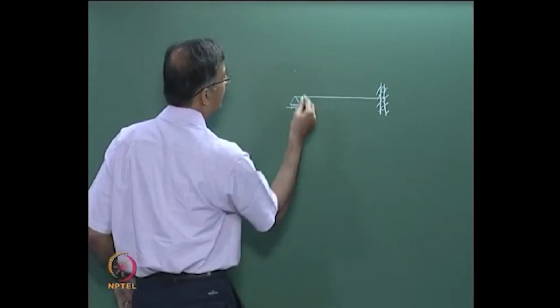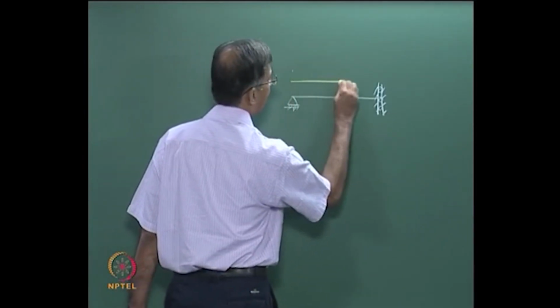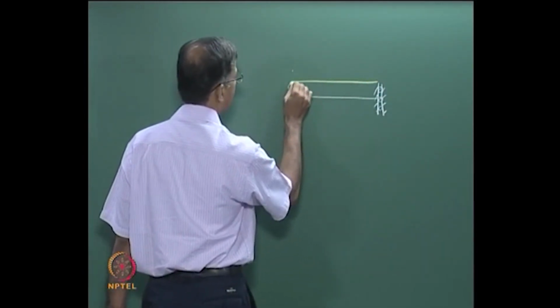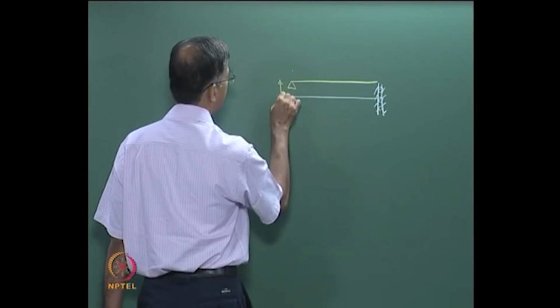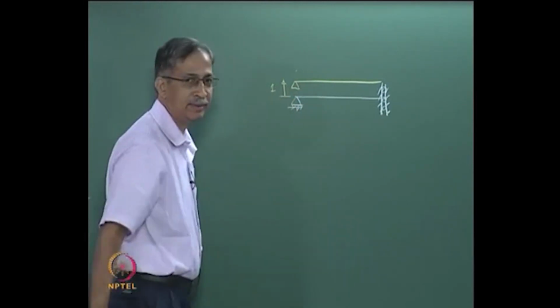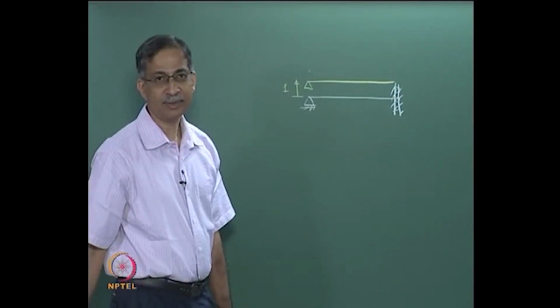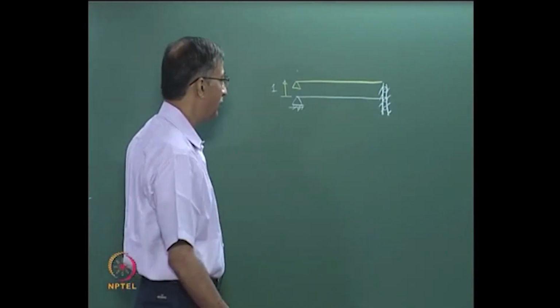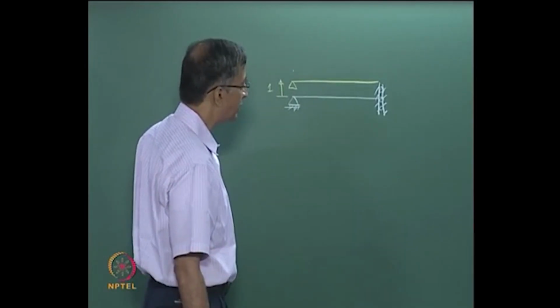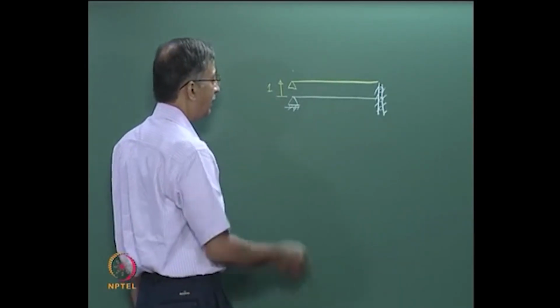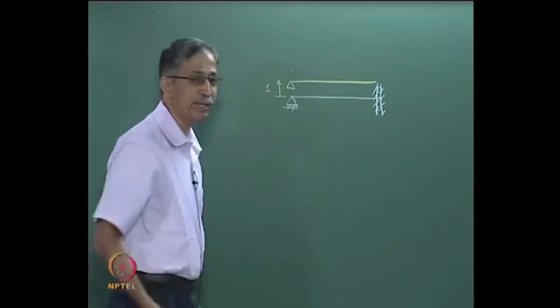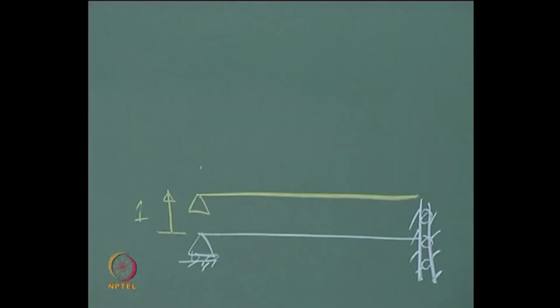If you have a movement here, it will just move like that, a rigid body movement. So in terms of rotations, you don't have any rotations, so that is why the rotation value is 0.